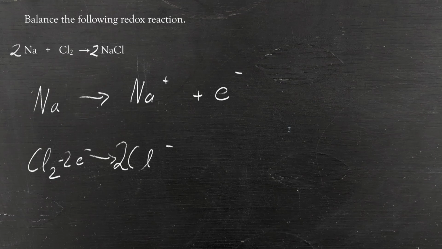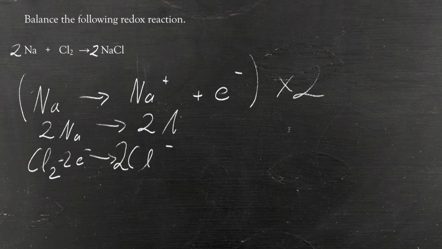So we need to fix this before we can combine them. The bottom equation has 2 electrons, the top one just has 1. So we're going to take all of this and multiply it by 2. So this would give us 2 sodium reacting to give 2 sodium ions and 2 electrons. At this point, we can add the 2 half reactions together.